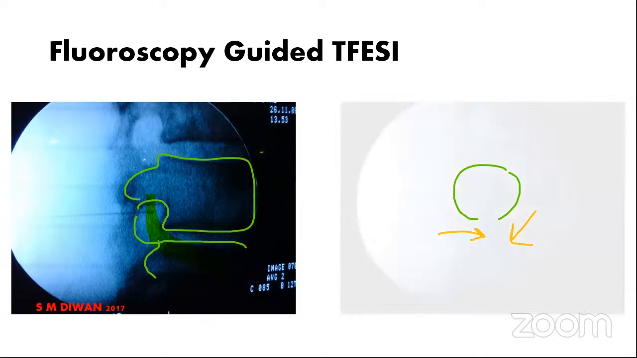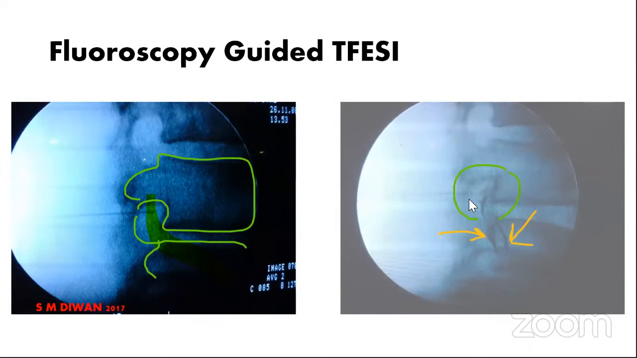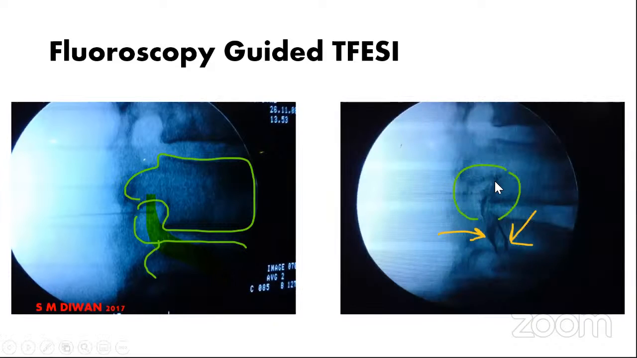And once you are there, then you can inject your contrast, and you can see the contrast which spreads right into the epidural space, the anterior and the posterior, and across the nerve roots and the sleeves, and then it spreads in the extraforaminal.